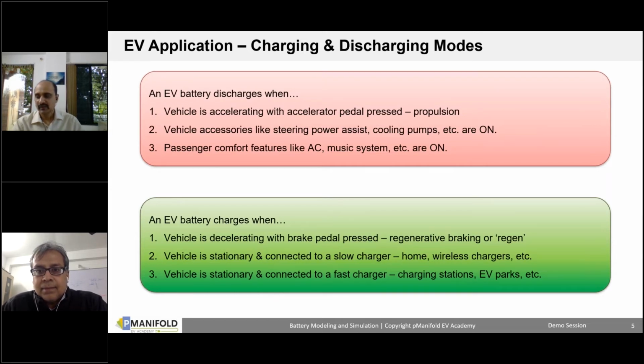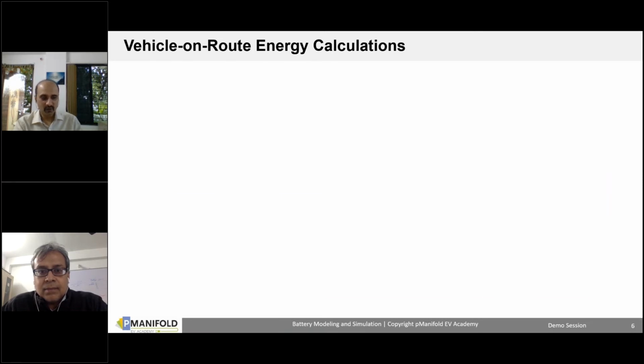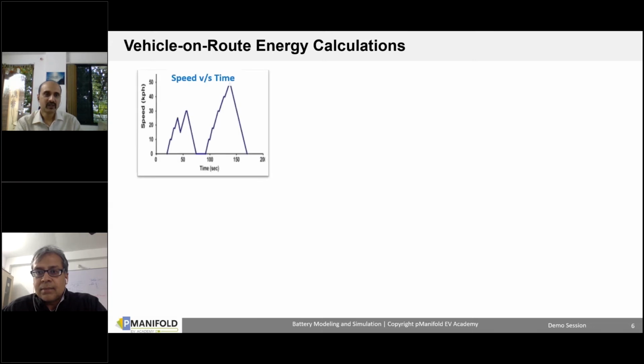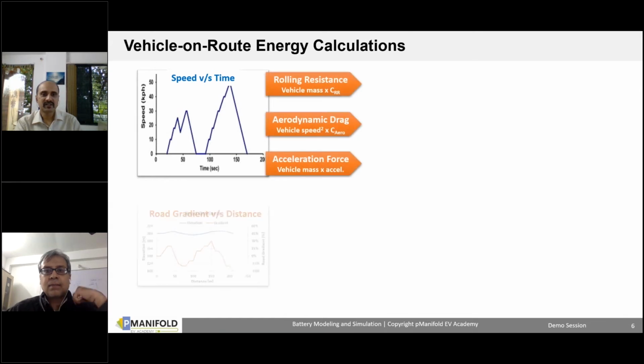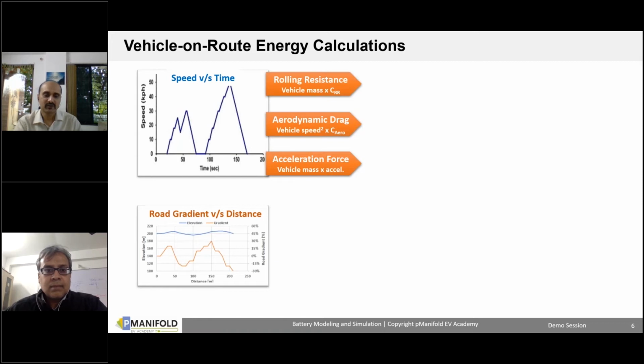Yeah. So as Rahul was explaining, how do we model that? I'll just give you a calculation flow. Eventually, we will learn how to make these models in Excel or Scilab or MATLAB Simulink, based on which tool is accessible and available. So the energy calculations are basically for the vehicle. As we saw in the first slide, we move from the vehicle up to the battery.